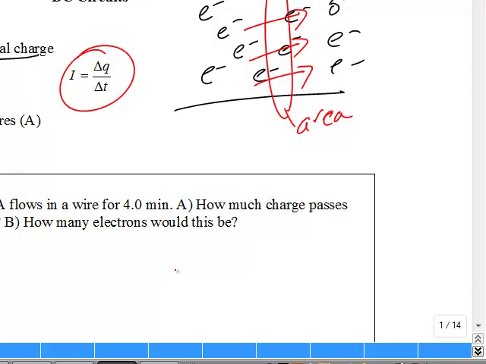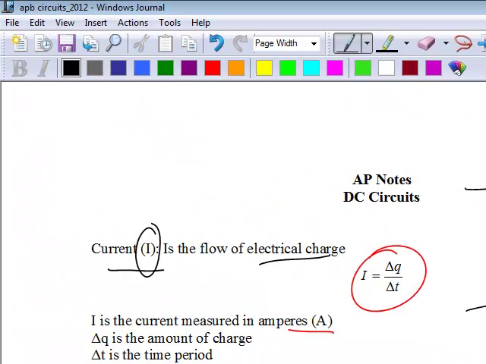It's kind of like the traffic cop sitting and counting the number of cars that go by in a certain time period. The SI unit for current is going to be the amps, A. Q is going to be the amount of charge, and T is our time period.